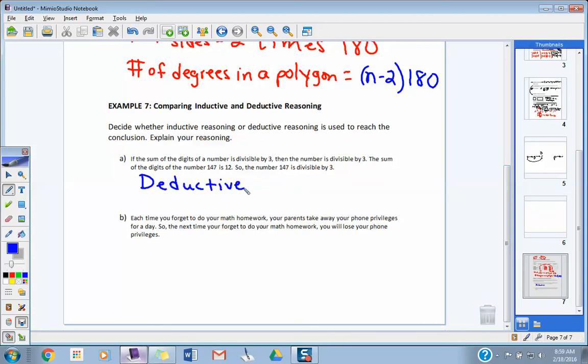All right, letter B, finally. Each time you forget to do your math homework, your parents take away your phone privileges for a day. So the next time you forget to do your math homework, you will lose your phone privileges. Each time, each time. Each happens over and over again, right? Is that a fact or is that a pattern? That's a pattern. So what kind of reasoning are you using there? Inductive. Okay? Inductive.